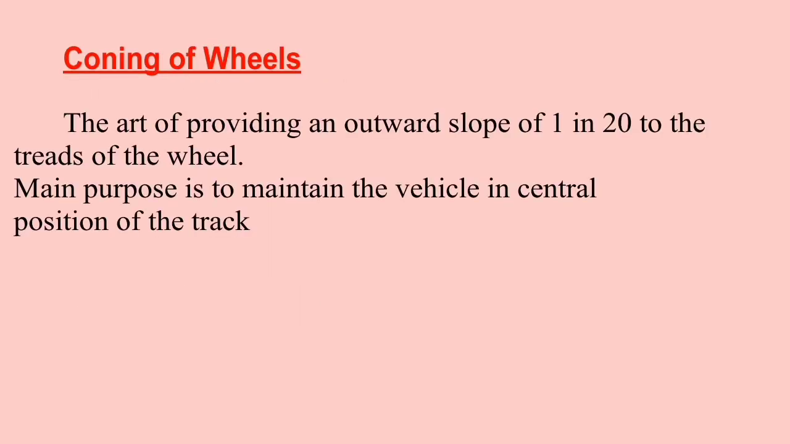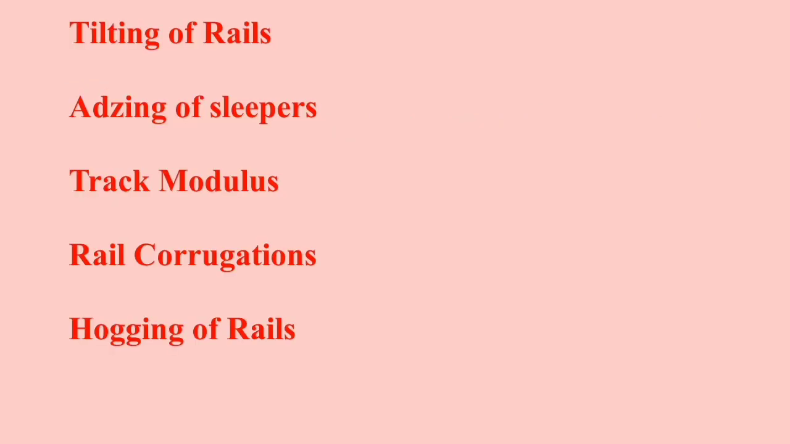Coning of wheels. What is the term meaning? The art of providing an outward slope of 1 in 20 to the treads of the wheel is known as coning of wheels. The main purpose of coning of wheels is to maintain the vehicle in the central position of the track. Tilting of rails. The placing of rails on the track at an inward slope of 1 in 20 is known as tilting of rails.